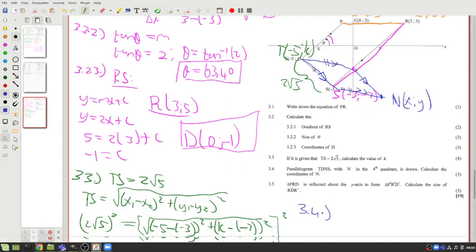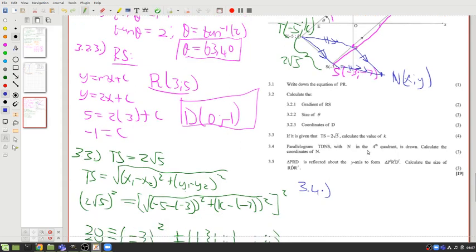So the movement from T to S is exactly the same as the movement from D to N. Or you could say the movement from T to D is exactly the same as the movement from S to N. So let's do that. I'm going to say the movement from T to S is, let's see what that movement was. So T was -5 and -3. S is -3, -7.